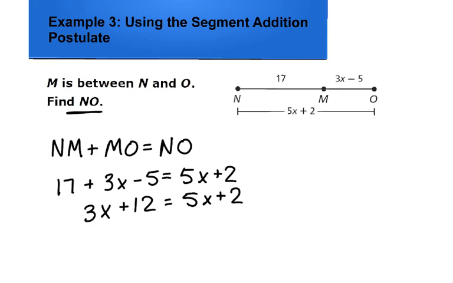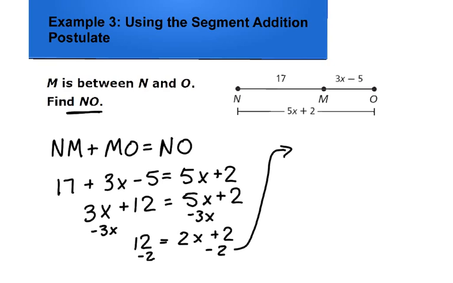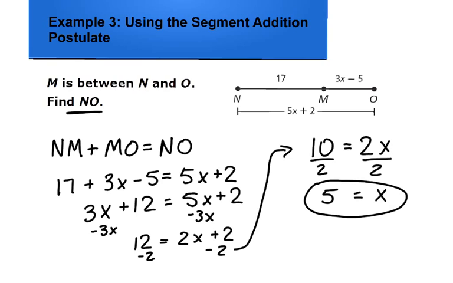Now we're going to try to get x by itself, so let's subtract this 3x from both sides, and we get 12 equals 2x plus 2. Now subtract the 2 from both sides, we end up getting 10 is equal to 2x. Now divide both sides by 2, and we have x by itself, which equals 5. And that is what x is equal to.